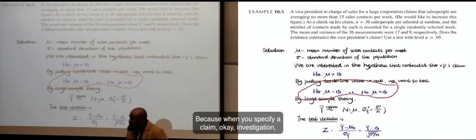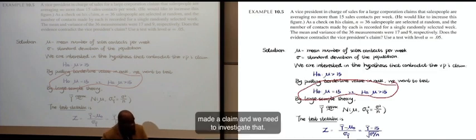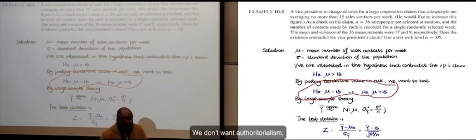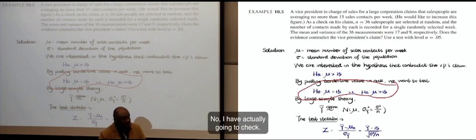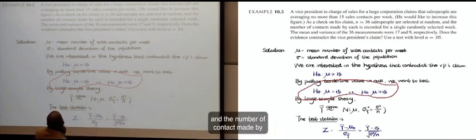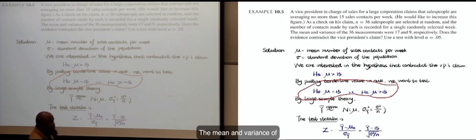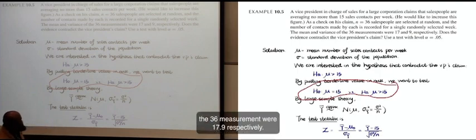Because when you specify a claim, investigation will follow a claim. He has made a claim, and we need to investigate that. We don't want authoritarianism. You can't tell me something and say, okay, that is it. No, I am actually going to check. Okay, they are selected at random, and the number of contacts made by each is recorded for a single randomly selected week. The mean and variance of the 36 measurements were 17 and 9 respectively.